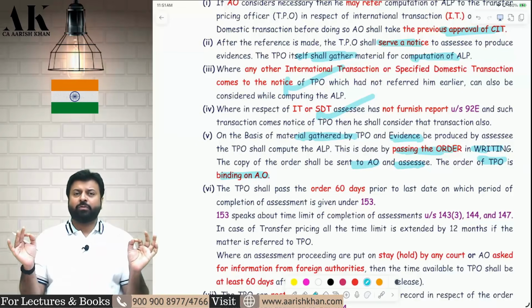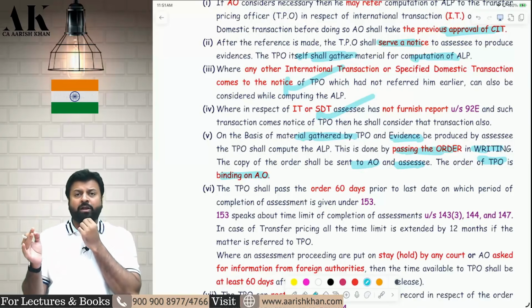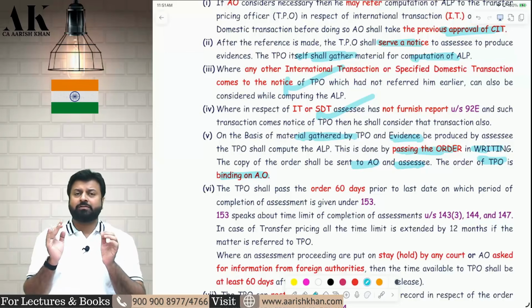For previous year 25-26, assessment year 26-27, the by default time limit to complete regular assessment, best judgment assessment is 12 months from the end of relevant AY.